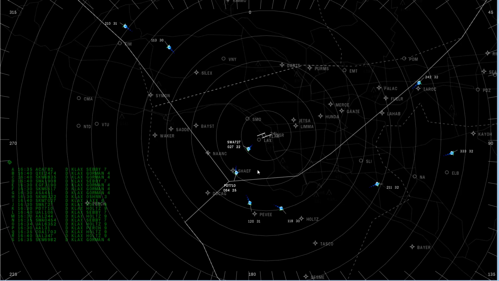Southwest 727, climb and maintain 13,000. Climb and maintain 13,800 Southwest 727.